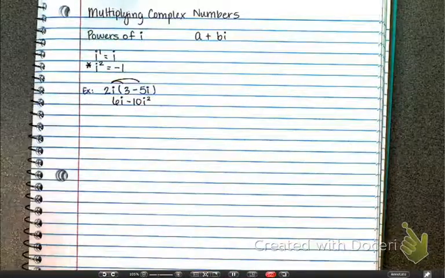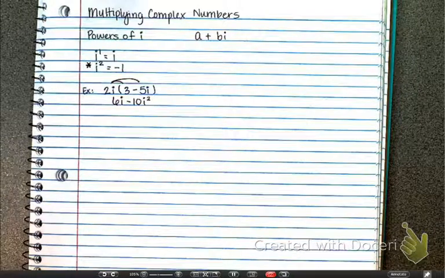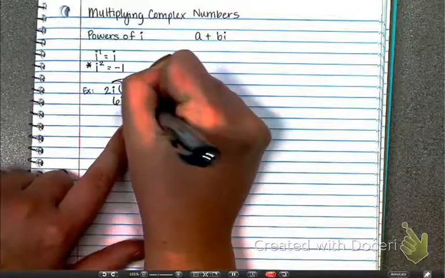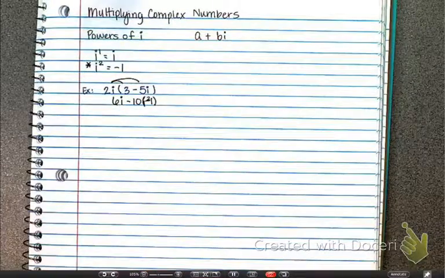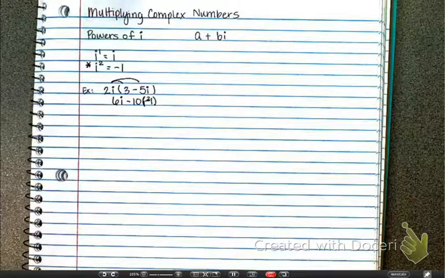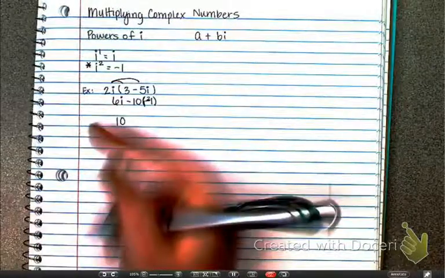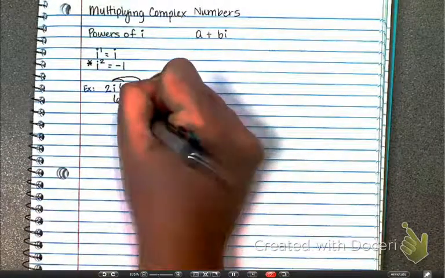We have to replace that with what? -1. So I'm literally going to replace it with a -1. So I can simplify that. Well, what's -10 times -1? A +10. And I should put my real part first. And then I just write the 6i at the end.